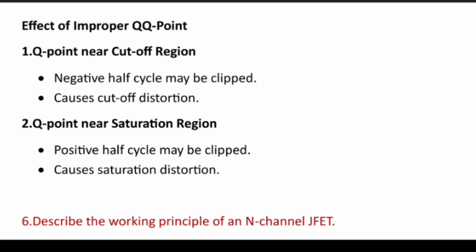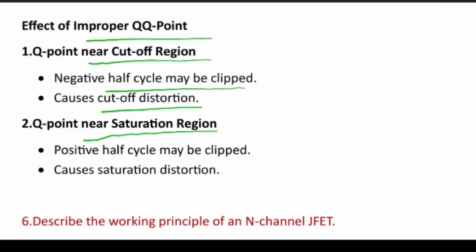Next, coming to the effect of an improper Q point. If you do not keep it properly, what will happen? If the Q point is near the cutoff region, the negative half cycle may be clipped, causing cutoff distortion. In the same way, if the Q point is near the saturation region, the positive half cycle will be clipped. It causes saturation distortion.